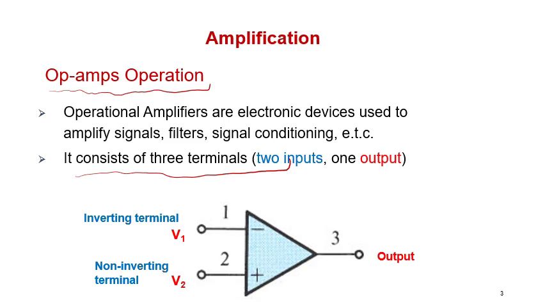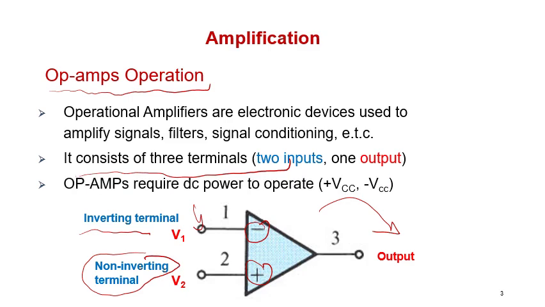These are the terminals for the signal. So 2 inputs: the first one we call the inverting input, and its sign is negative. The other input is the non-inverting input with the sign of positive. And the output is shown as the third terminal.